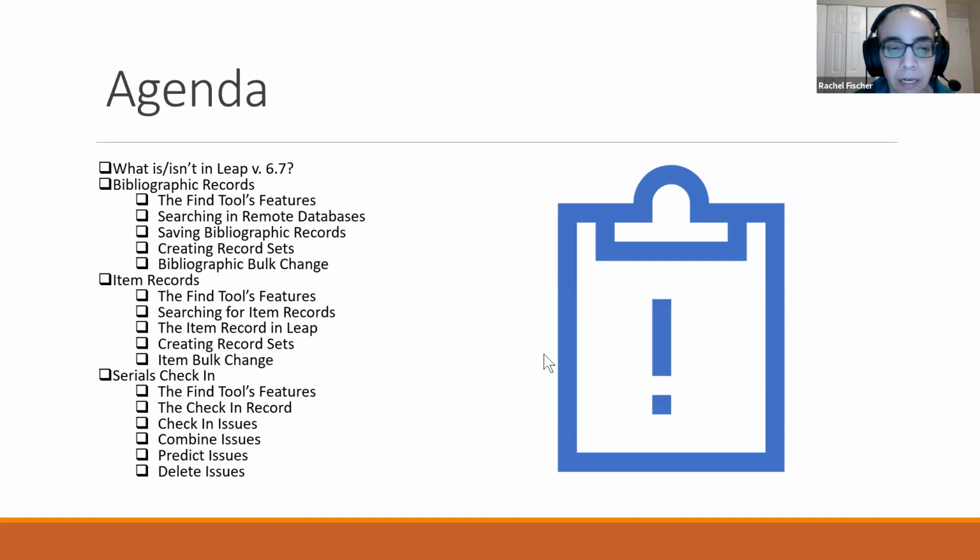Then I will spend some time demonstrating the features of serials check-in. I will be reviewing a lot of information today that you may already be aware of if you've already reviewed the training materials for Leap. But for those that have not had a lot of experience with Leap, I think it will be useful to demonstrate all of the features of the bibliographic, item, and serials records so that you can become familiar with Leap as it works as a whole and get a full picture of it.